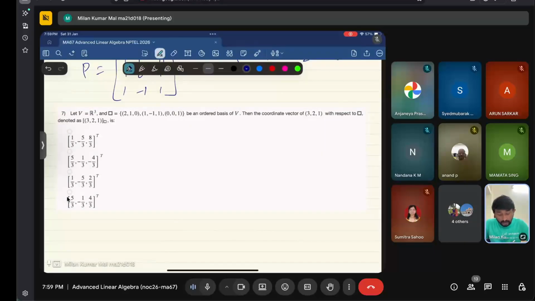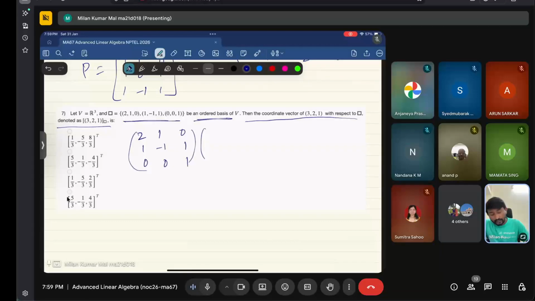Let V equal R3, and W is an ordered basis. The coordinate of (3, 2, 1) with respect to this basis is what is asked. So now one can start. Basically, the coordinate will be x1, x2, x3, such that with the basis vectors (2, 1, 0), (1, -1, 1), (0, 0, 1) we will get (3, 2, 1).